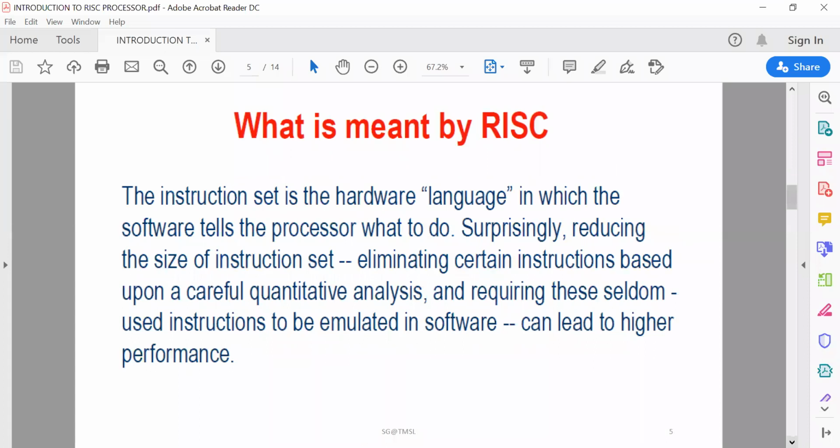In RISC, the instruction set is the hardware language in which the software tells the processor what it needs to perform. It reduces the size of the instruction set by eliminating certain instructions based upon a careful quantitative analysis, and requires these instructions to be used in the emulator. This can lead to higher performance, and that's why this architecture is followed everywhere nowadays.